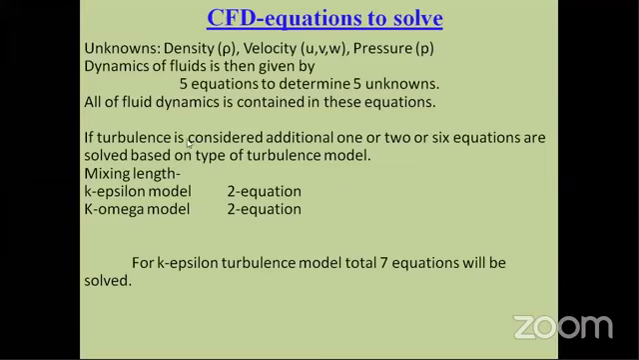If there is turbulence, then we need to solve some additional equations. Either it will be one equation, or two equations, or six equations, based on the model. Like the Spalart-Allmaras model, which is used for external aerodynamics, is a one equation model. K-epsilon and k-omega are two equation models, and Reynolds stress modeling is a six equation model. So please understand that we have to select an appropriate turbulence model for the given application.